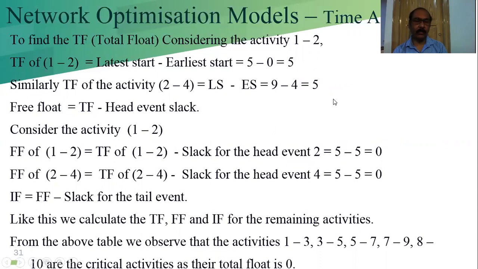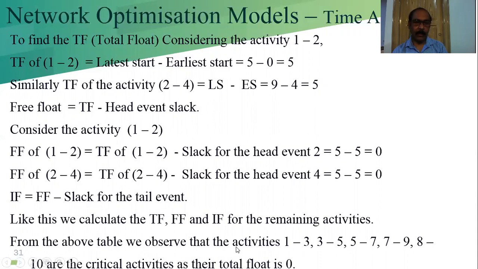That is already shown in the table, but this is our formula. Free float of 2-4 is total float of 2-4 minus slack for the head event 4, because this is the head event for 2-4, 5 minus 5 is equal to 0. Similarly, the independent float is equal to free float minus slack for the tail event. Like this, with the help of the diagram or the table, we can easily calculate the total float, free float and independent float.